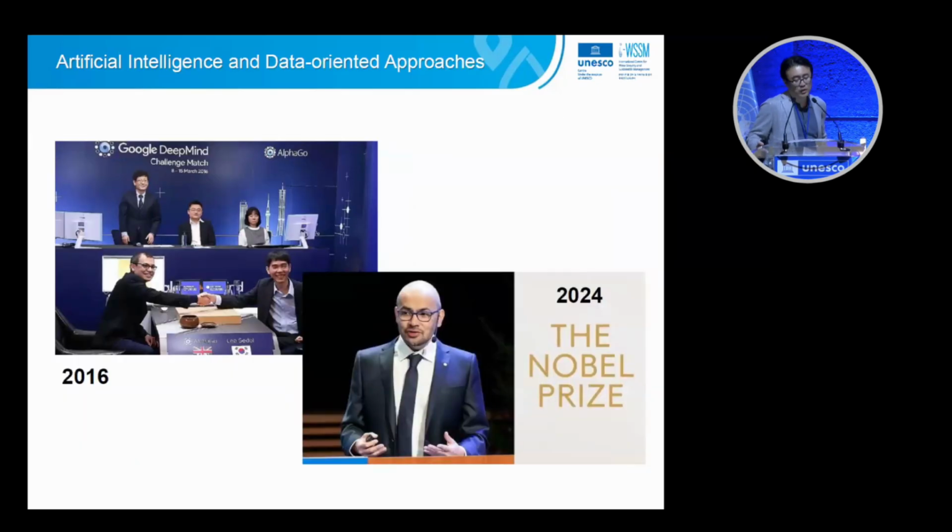The match was in 2016, but only 8 years after that, Demis Hassabis, the Google AI CEO, won the Nobel Prize in chemistry in 2024. Even though he is a computer scientist, he has a Nobel Prize in chemistry. So this means AI is very important and practically useful. So yeah.